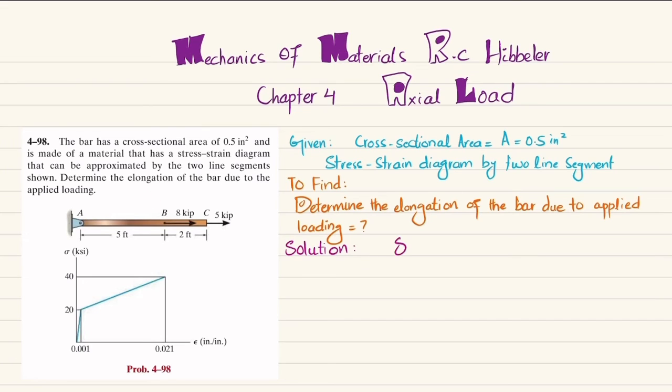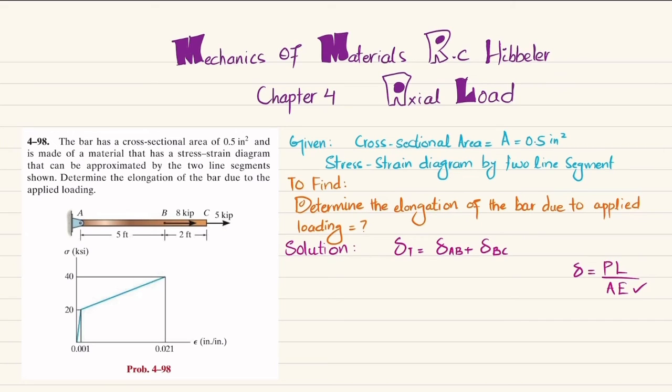As we know, the total elongation in this bar will be equal to the elongation in bar AB plus the elongation in bar BC. Here we know that elongation or change in length is equal to PL divided by AE. But we do not know the material, it is not given, so we cannot apply this equation. So in this video, I will show you how to solve this problem.